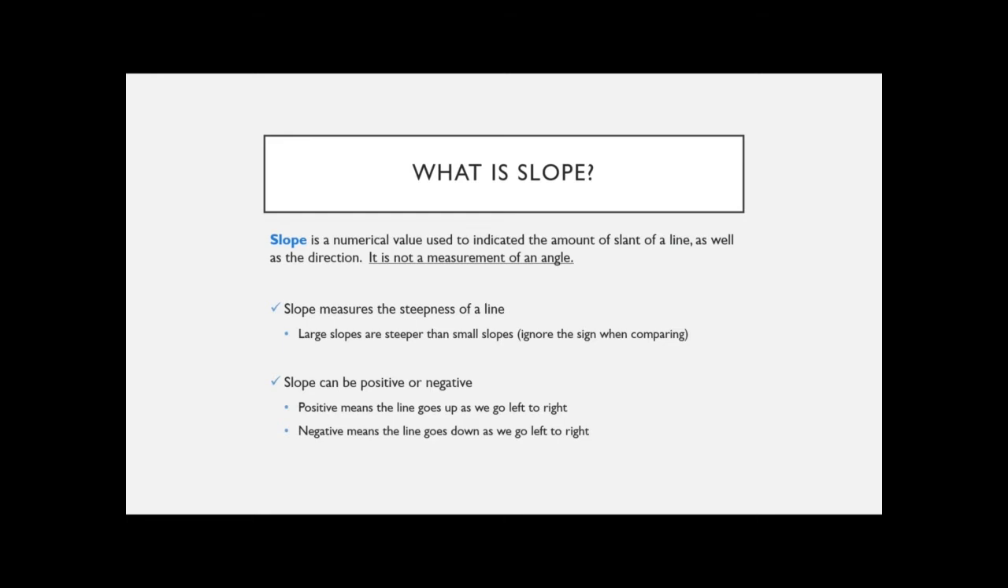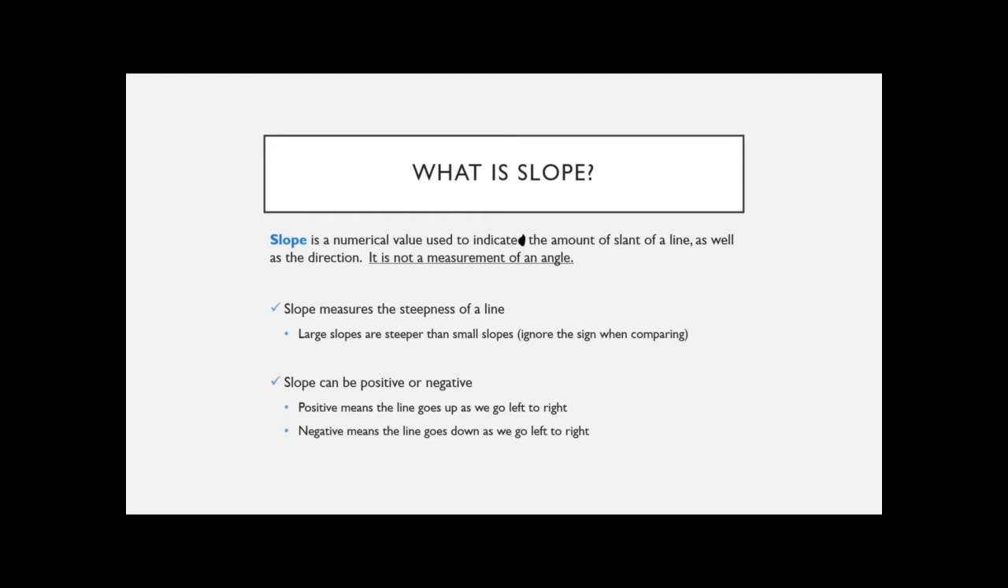So what exactly is slope? Slope is a numerical value. It's a number used to indicate the amount of slant of a line. So it's a number that tells you how slanted a line is, and it also gives you the direction. And we always look at direction going left to right, whether it's going up as you move left to right, or is it moving down as you move left to right.